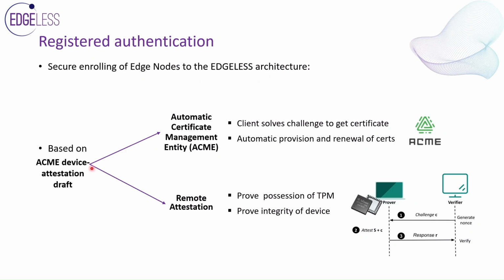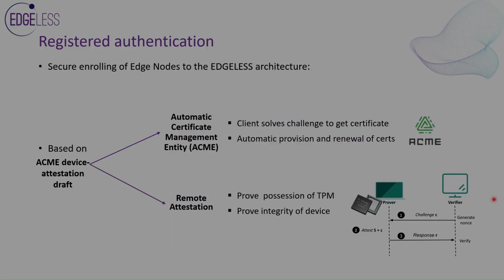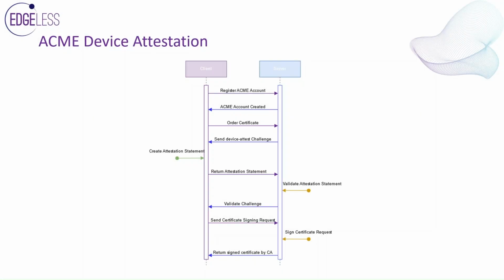ACME stands for Automatic Certificate Management Environment. It is a protocol designed to automatically grant and renew certificates to whomever can solve a particular challenge that the server presents. On the other hand, device attestation, also called remote attestation, is a security feature that allows a device to prove its identity and system integrity to a remote party. This can be achieved thanks to the TPM, which is able to provide a root of trust using its special registers and pre-provisioned keys.